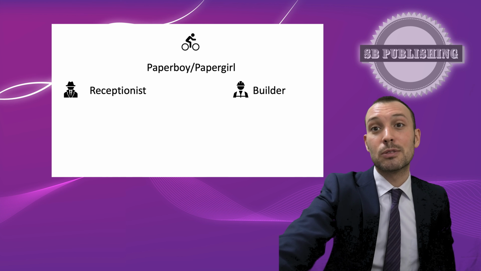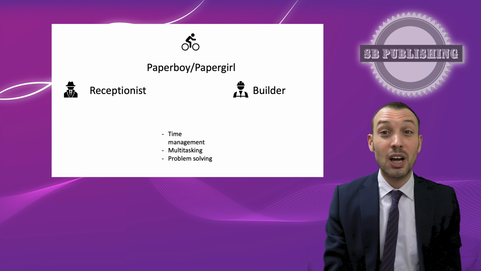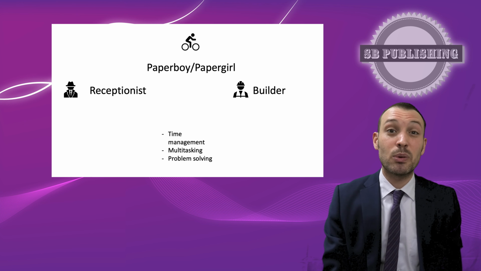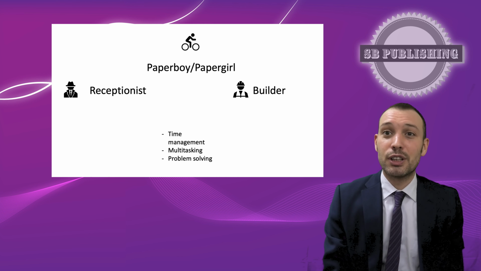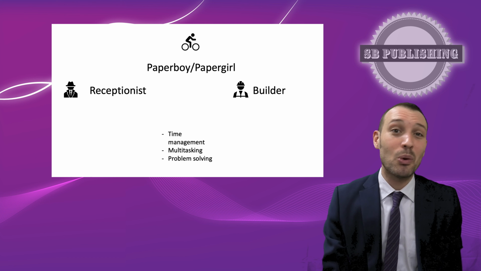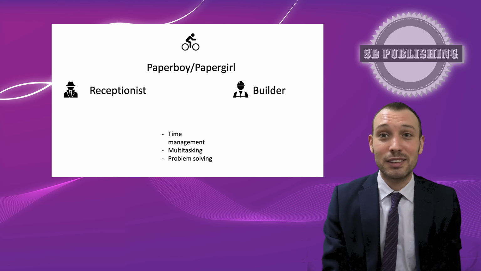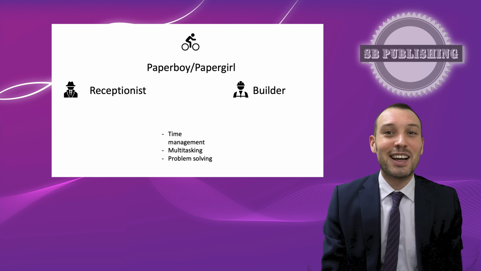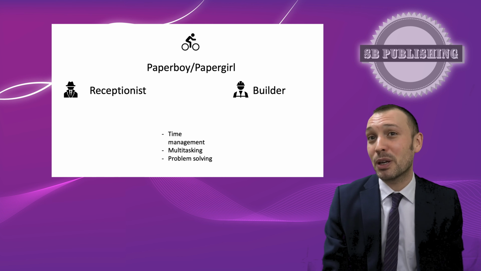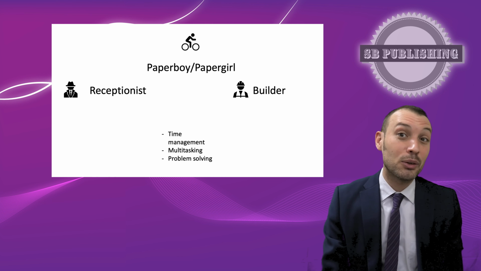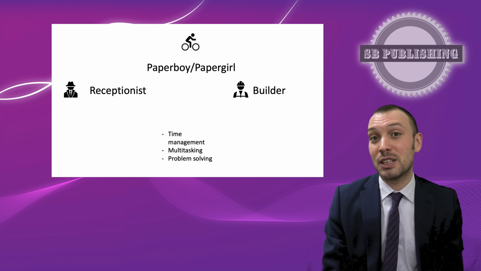So there are some skills as a paper boy or paper girl that would be connected to both of these jobs. For example, time management is something that's important for almost every job. You can't be late for your shift. You have to know how to manage your time. And as a paper boy or paper girl, that's also very important. People want their morning papers in the morning. You can't do it in the afternoon. Next up, multitasking. You might need to do multiple things at once as a paper boy or paper girl. And again, that's a skill that is important to both of these positions.